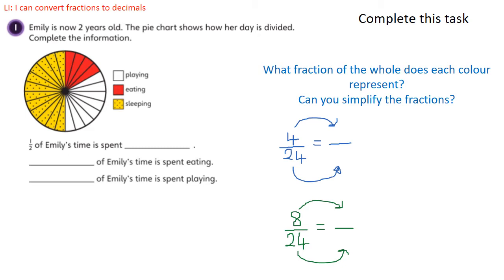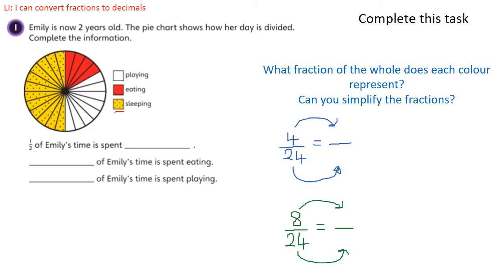First of all, let's just make sure we understand the key. So the time she spends sleeping is going to be the spotted area. The time she spends eating, that's all coloured in red. And the time she spends playing, that's in white.